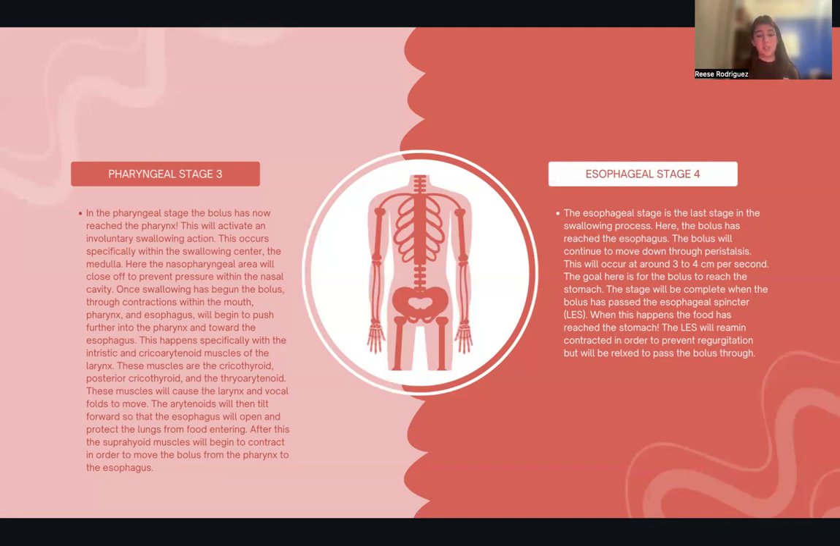So this specifically occurs within the swallowing center, which is the medulla. So that's where the information is being sent from. So here, the nasopharyngeal area is going to close off to prevent pressure within the nasal cavity.